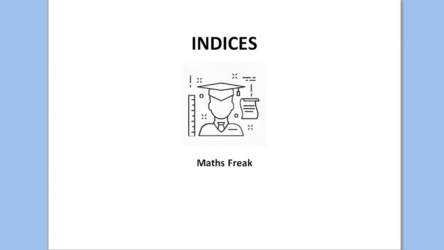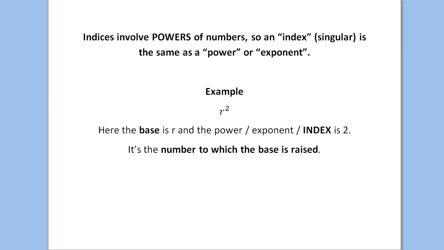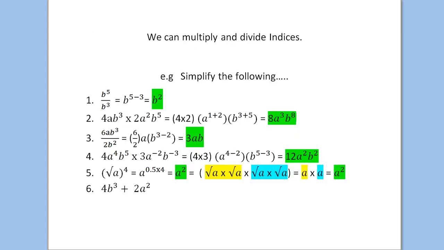Today we're going to talk about indices. Indices involve powers of numbers. So an index, the singular, is the same as a power or an exponent. Example, r to the power of 2, which is r squared. Here the base is r, and the power or the exponent or the index, as it's also called, is 2. It's the number to which the base is raised.